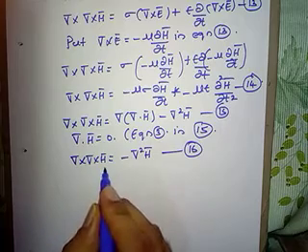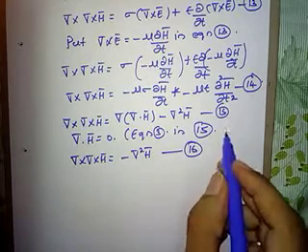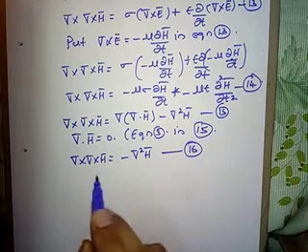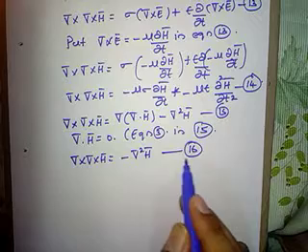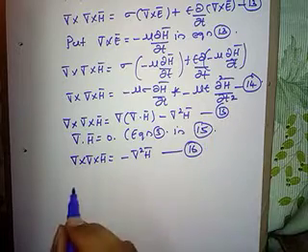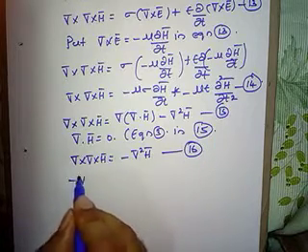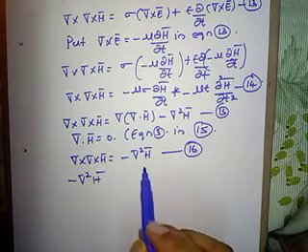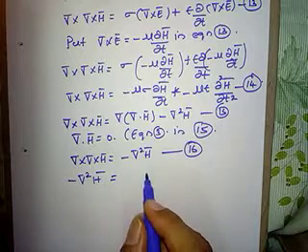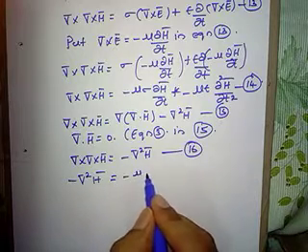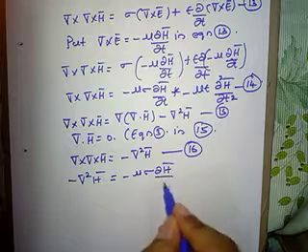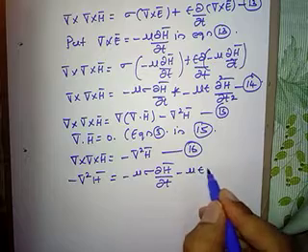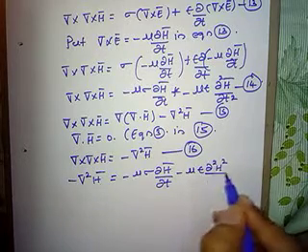Substitute this value of del cross del cross H bar from equation 16 in equation 14. So, because del cross del cross H bar is minus del square H bar, we get minus del square H bar equal to minus mu sigma dou H bar by dou t, minus mu epsilon dou square H bar by dou t square.